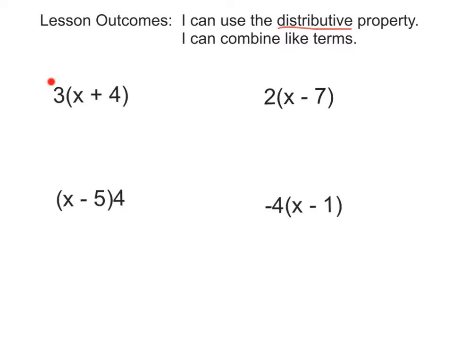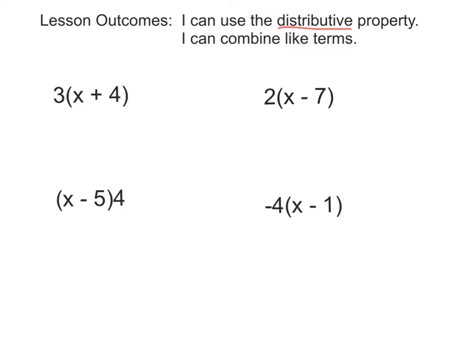So let's look at this first example, 3 times the quantity x plus 4. By the way, that's what we say when we have parentheses like this. We say 3 times, there's multiplication between here, the quantity x plus 4. That tells you that that's in parentheses. Well, if I was going to distribute this 3 to everything in this factor here, it means I'm going to give the 3 to both terms in the parentheses.